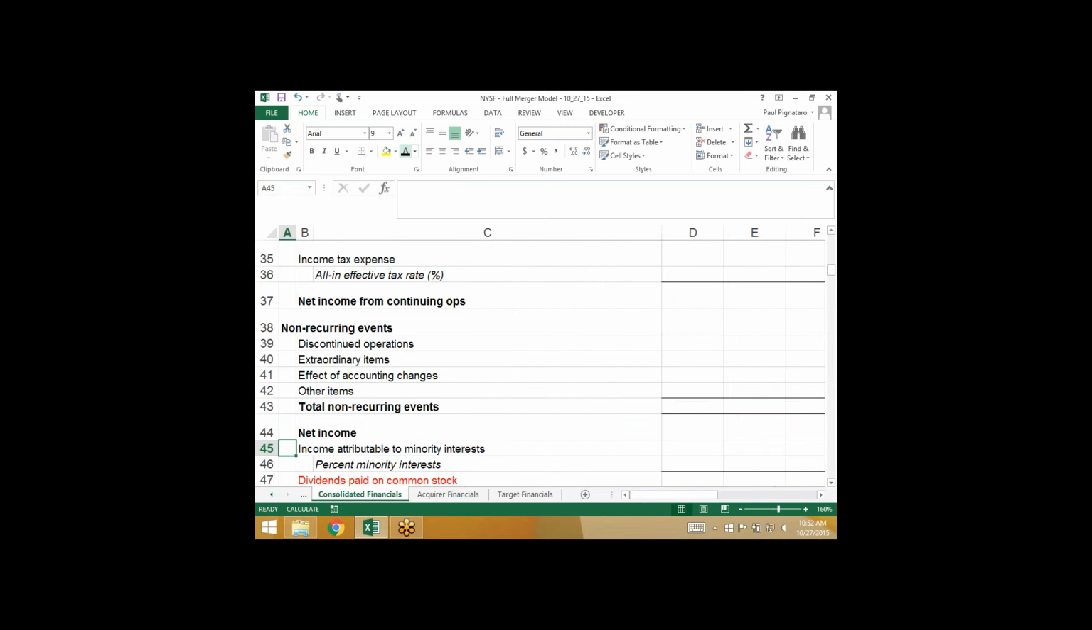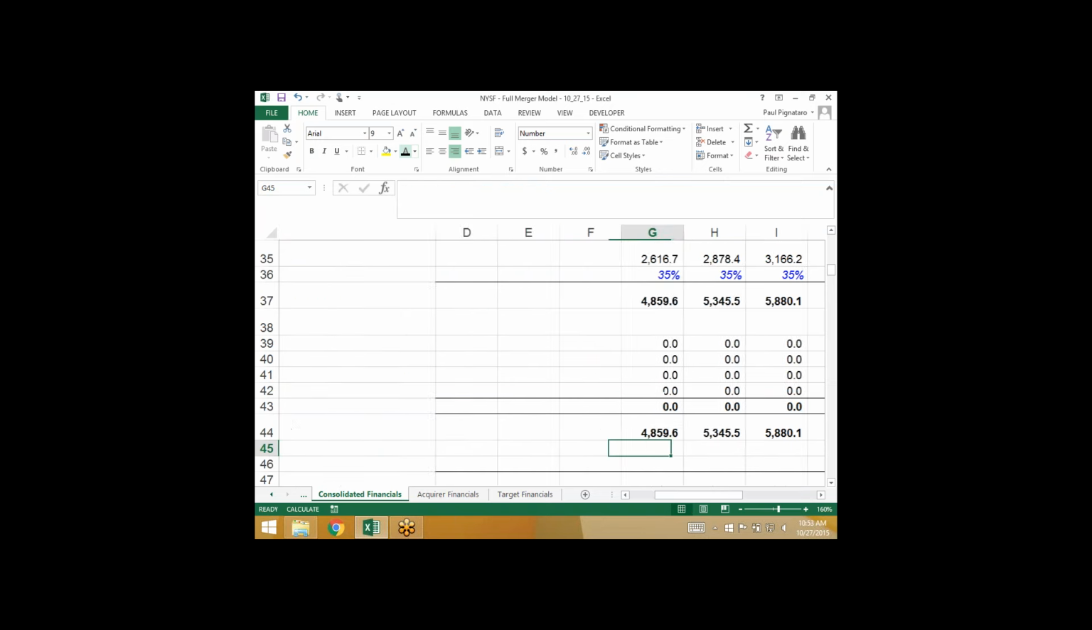And then we have income attributable to minority interests. And let me just say, in the new model, it's now called non-controlling interests. They've changed GAAP, the way you label it.